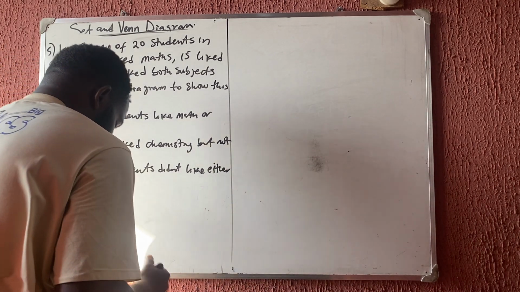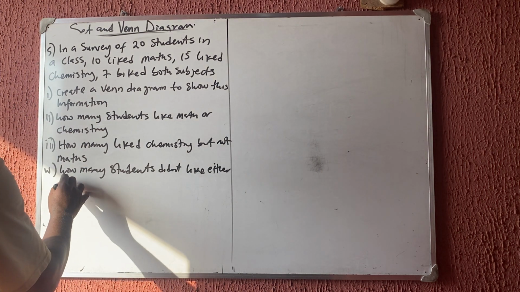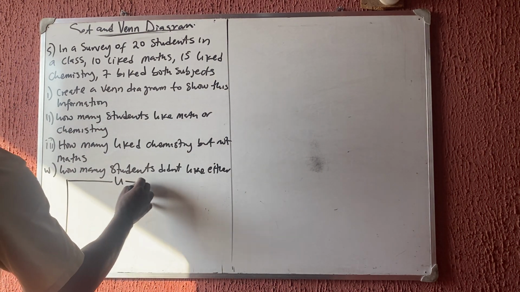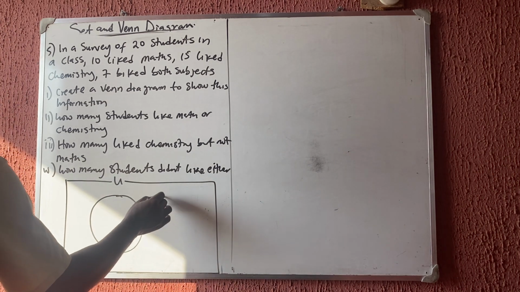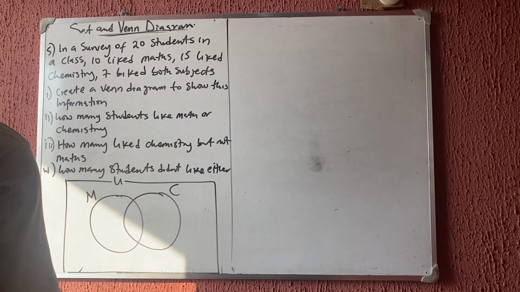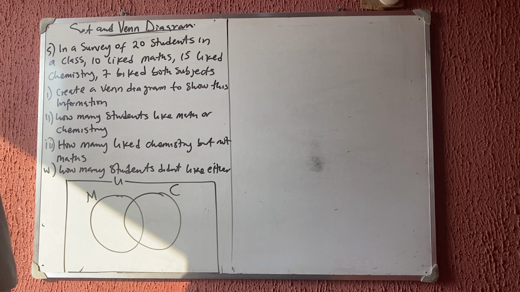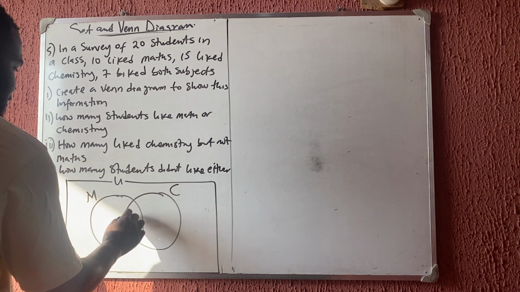Okay, now solution. What do we do? Let us draw the Venn diagram. To draw the Venn diagram, I have this. So I have the first one math and the second one chemistry. So this is my math and this is my chemistry. Now, in drawing a Venn diagram, you must start from the intersection. So they say that 7 like both. So I'm having 7 here.